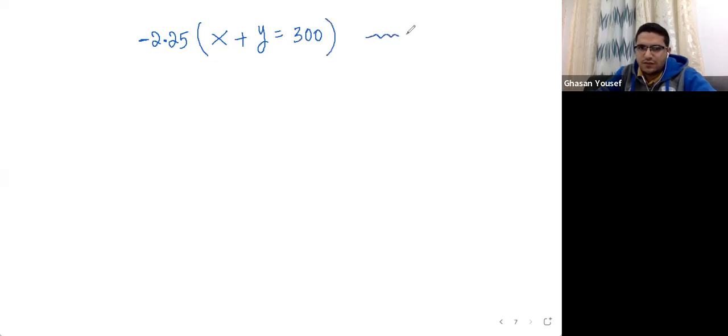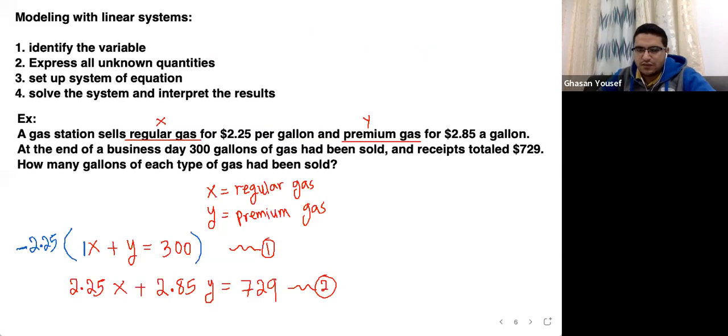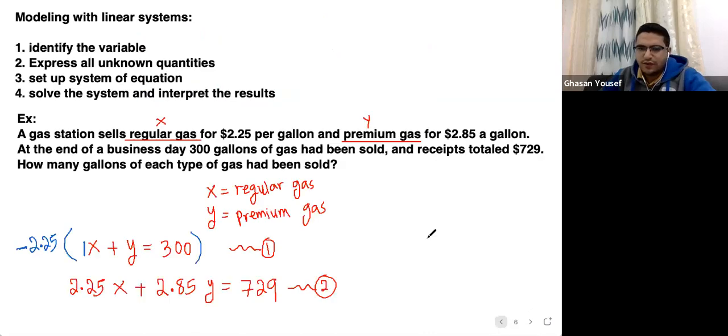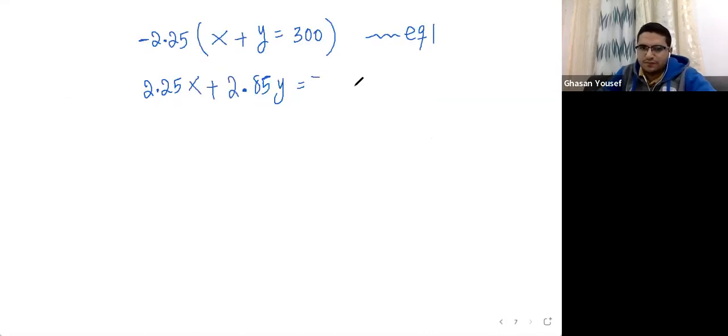This is equation number 1. And equation number 2 is 2.25x plus 2.85y equals 729. So this is equation number 2.